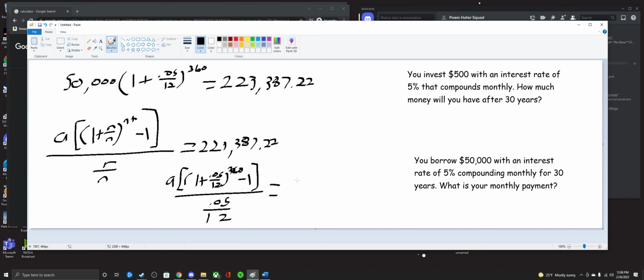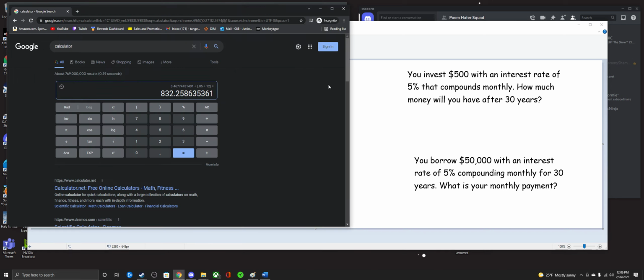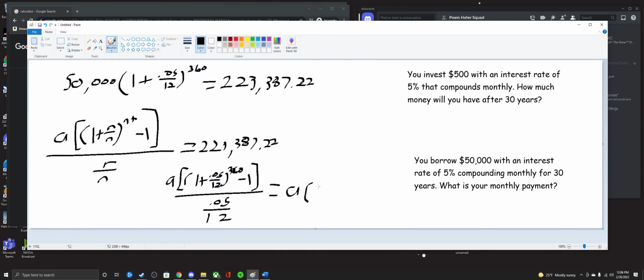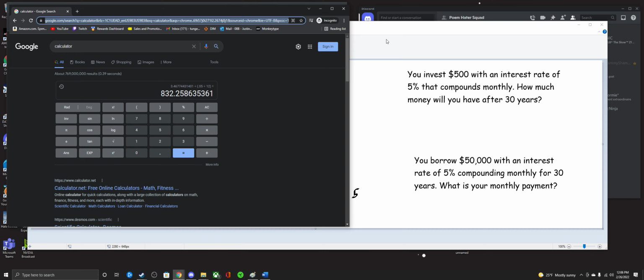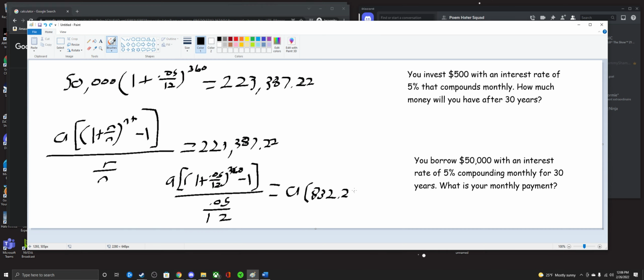So ultimately, simplifying out, we get A times, what is it? Okay, that's a big number. I don't want to write the whole thing out. Let's just write a couple decimal places. 832.25, or otherwise, we'll round off, we'll say 832.26. This ultimately gets us that.